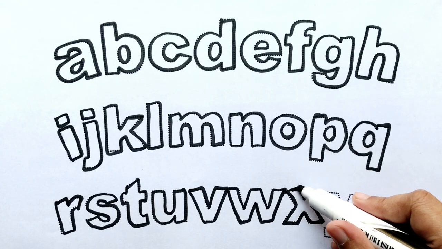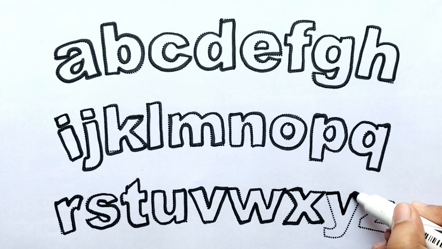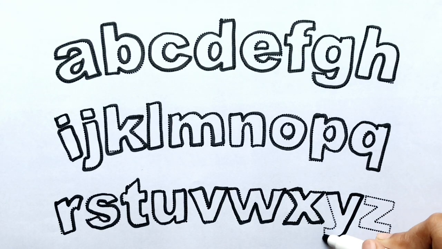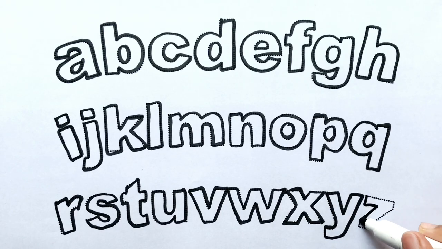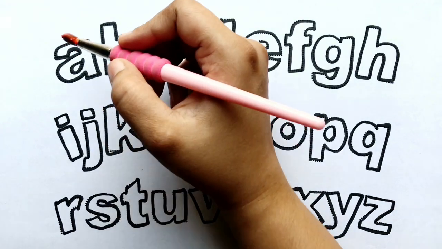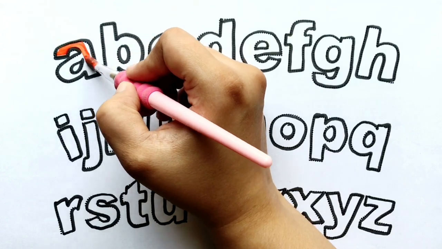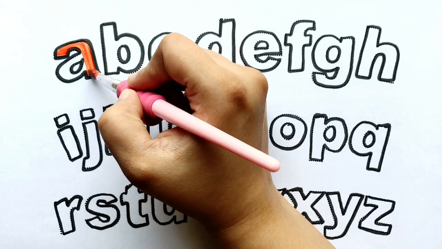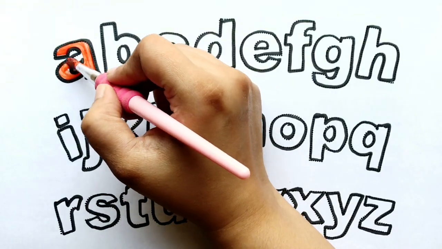A, B, C, D, E, F, G, H, I, J, K, L, M, N, O, P, Q, R, S, T, U, V, W, X, Y, and Z. Now I know my ABCs. Orange color. Lowercase letter A. A for apple.